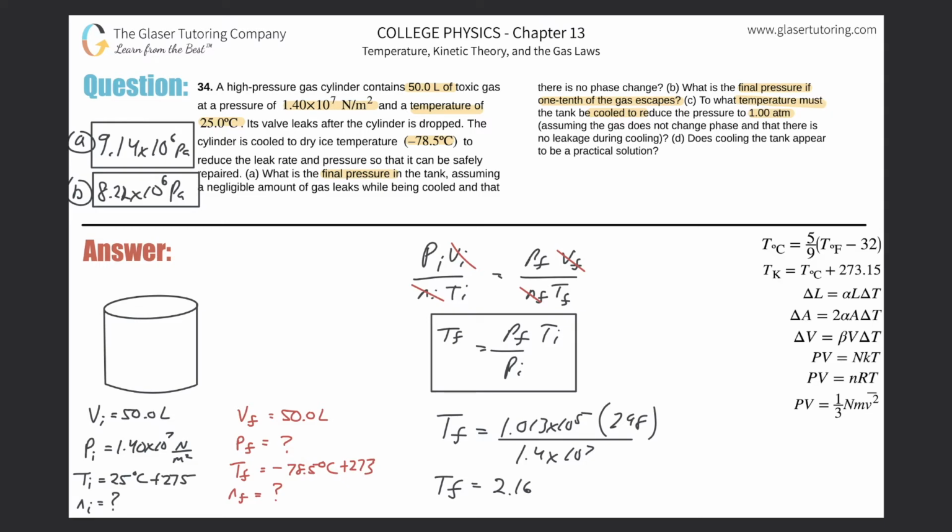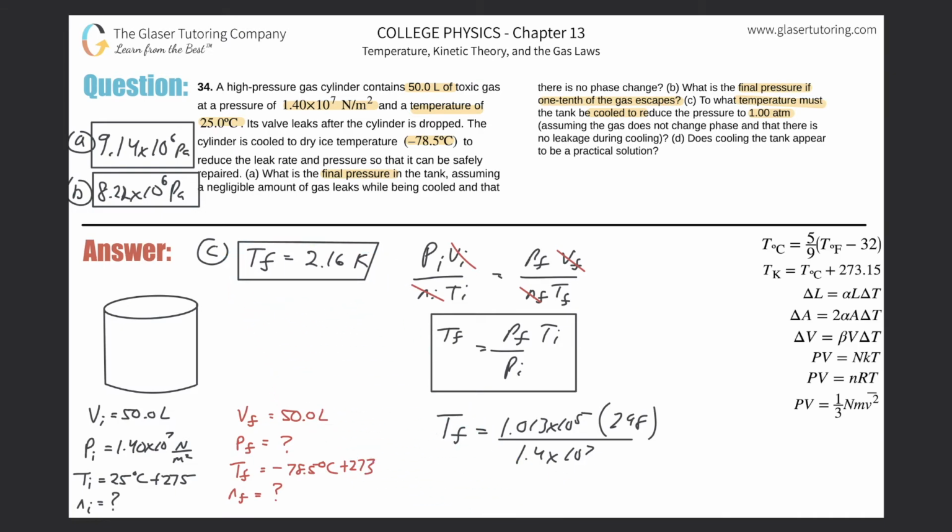Let me just double check my math, okay? I think, actually, as I'm looking at it, it kind of looks right, but let me just double check because it's such a strange temperature in Kelvin. I mean, it has basically no temperature to it. So 1.013 times 10 to the 5th multiplied by 298 divided by 1.4 times 10 to the 7th. Yeah, okay. All right, so that is the final temperature given the conditions that we saw. So here's letter C, and that's the answer to letter C.